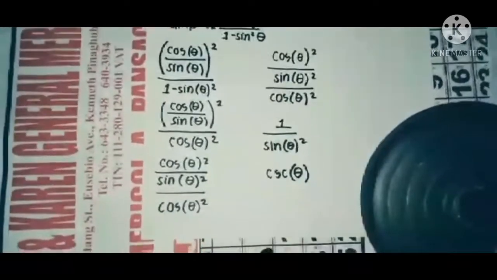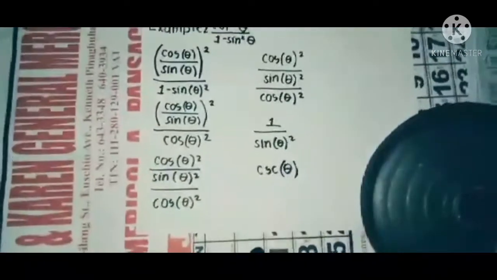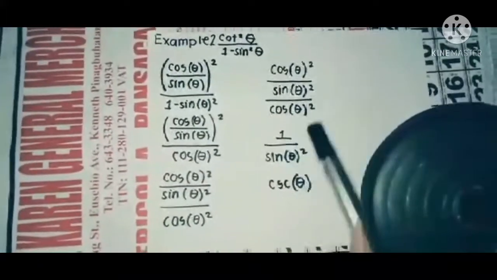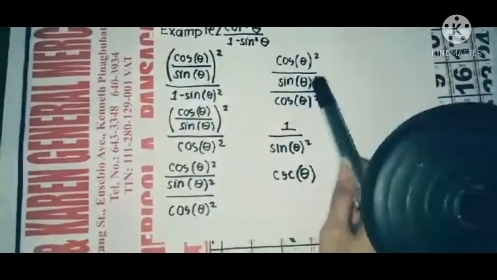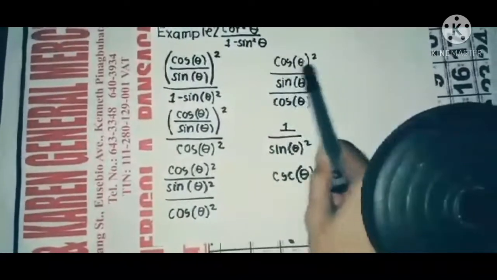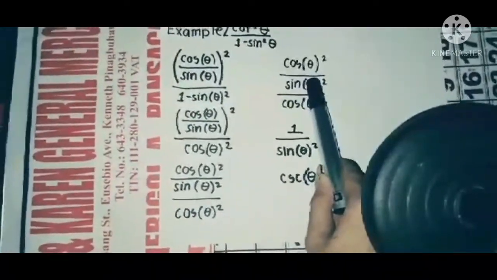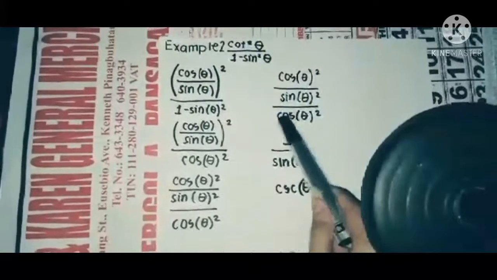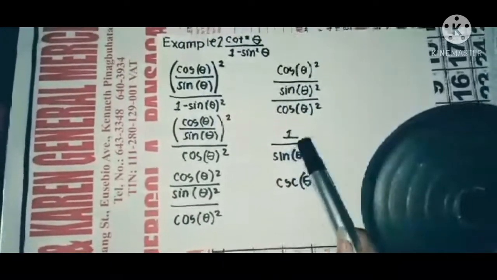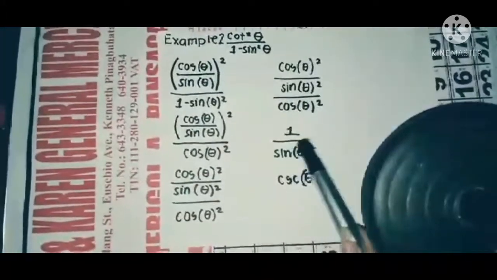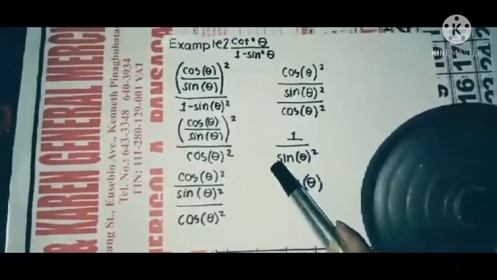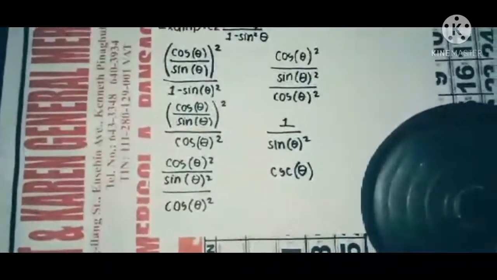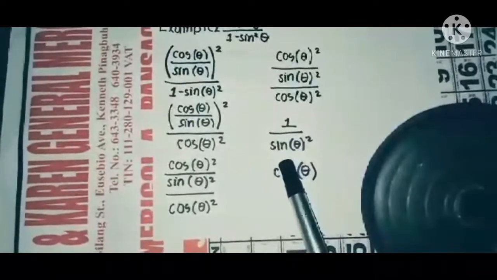The fifth step that I use is the reciprocal identity of cosecant. It turns to 1, so we have cosine squared theta, over sine squared theta, over cosine squared theta. Using the reciprocal identity of cosecant, we have 1 over sine squared theta. So this is the simplified trigonometric expression.